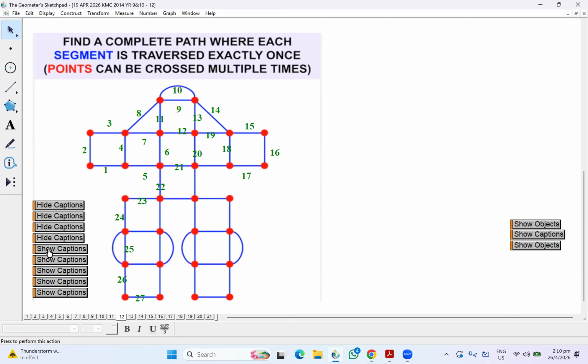Then 28, 29, 30, 31, 32, 33, then you go here, 33, 34, 35, 36, 37, 38, 39, 40, 41, 42, 43.